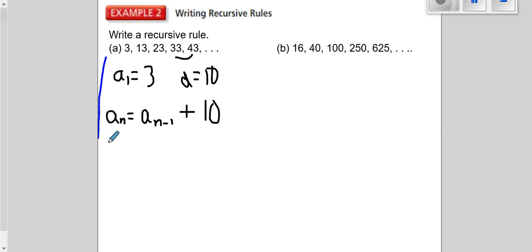Now, this rule, if you do not say what to start with, means nothing. You have to have the first term and this rule. Because if you just say add 10 to the previous term, but don't say what the first term is, you don't know where to start. So you need both. All right, example 2b.